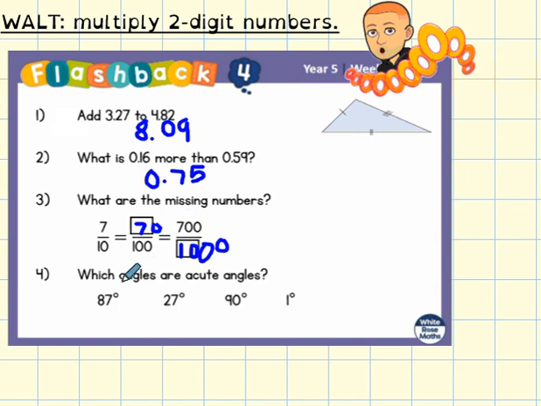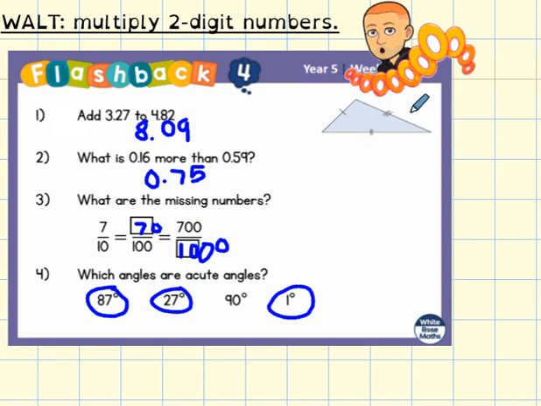Question 4, which angles are acute angles? Acute angles are angles smaller than 90 degrees. 90 degrees is a right angle, so any angles smaller than that are known as acute angles. Which angles here then are less than 90 degrees? 87 degrees is, 27 degrees is, as is 1 degree. 90 degrees, as I've just said, is a right angle, so that one you wouldn't circle.